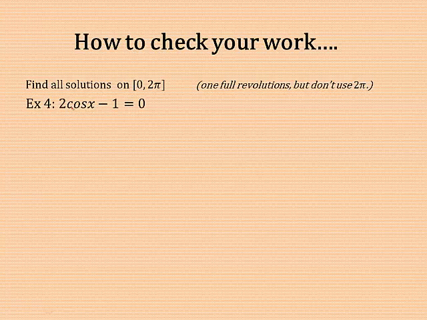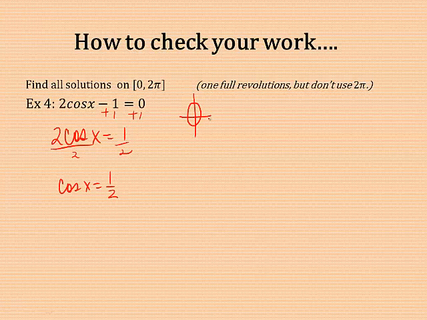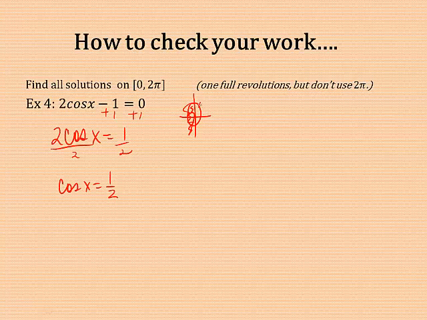So when we do this, if we solve this one, we're going to add 1 to both sides. We get 2 cosine of x equals 1, divide by 2, and we get cosine of x equals 1/2. All right, so where on our unit circle is the cosine positive 1/2? Well, it has to be over here. Positive 1/2 would be right up here, because it's 1/2, square root of 3 over 2. Okay, it's also down here.